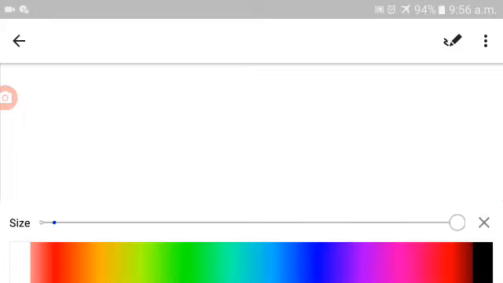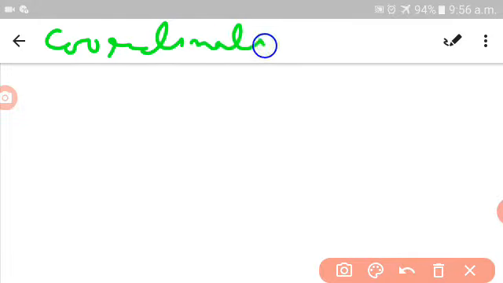Today we are going to start our chapter number 7, that is coordinate geometry.